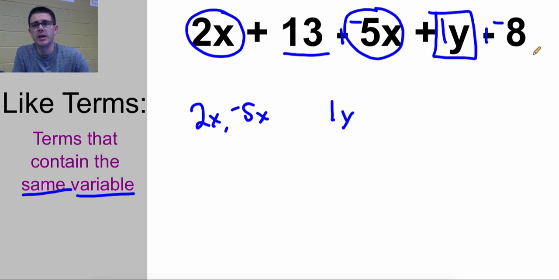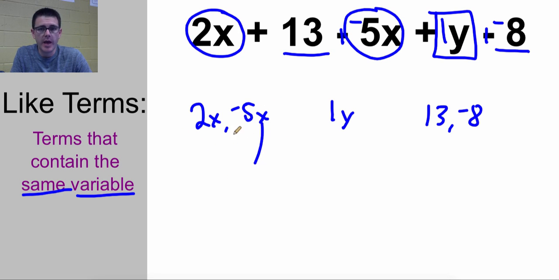And then I have my 13 and my negative 8. Those are my plain old numbers. And those count as like terms because they don't have a variable. They have that in common. So like terms is when you regroup all of the terms based on what they have in common. Anything with x's, anything with y's, anything that are just plain old numbers.